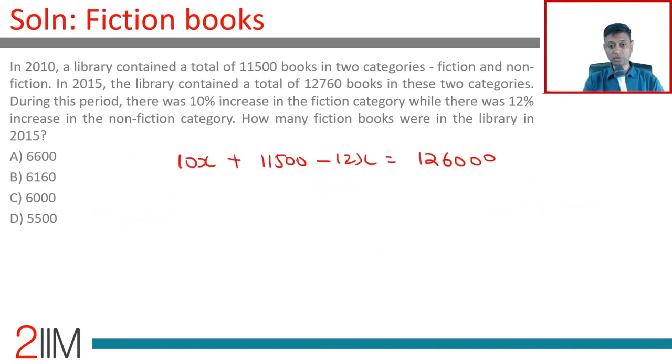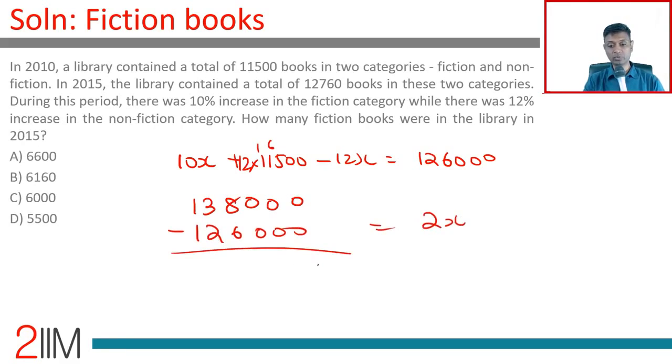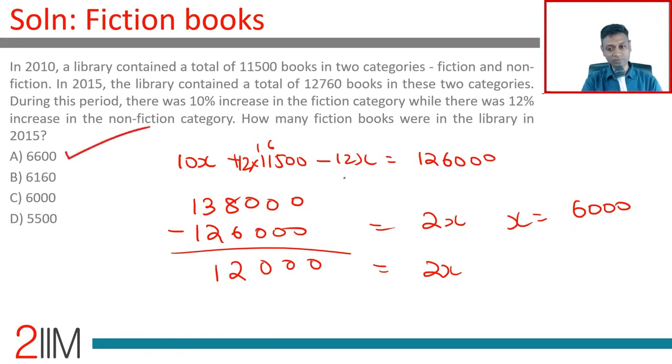Oh, sorry, 11,500 into 12. 12 into 11,500 is 138000. So 138000 minus 126000 equals 2x. 12,000 is 2x, or x is 6,000. So the number of fiction books in 2010 is 6,000. We want to know how many fiction books were in the library in 2015. 6,000 plus 10% of 6,000, 6,600. It grows by 10%. 10% of 6,000 is 600, 6,600.